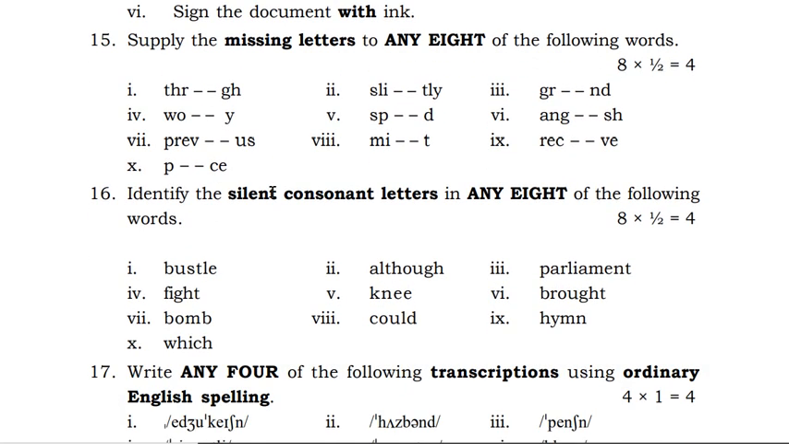Then question number 15. Supply the missing letters of any 8. That means this is about nothing but, as I said before, spellings. Okay. If you learn the spellings, you could write here. For example, through, previous, piece, like this. You could write receive, anguish, ground, speed. Like this, you could write any 8 of these.